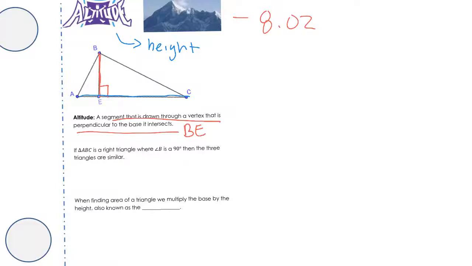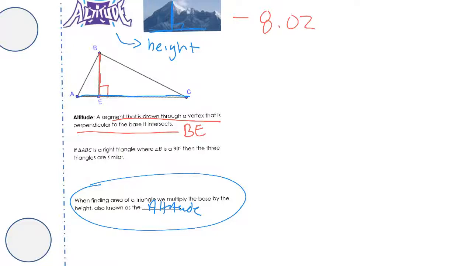Now it's very important, and we use this especially when we're finding the area of a triangle, because we have to multiply the base times the height. You'll also see it written now as altitude. And if you think about altitude in other contexts, if you think about a mountain, it's how high the mountain is, but it's perpendicular to that base.